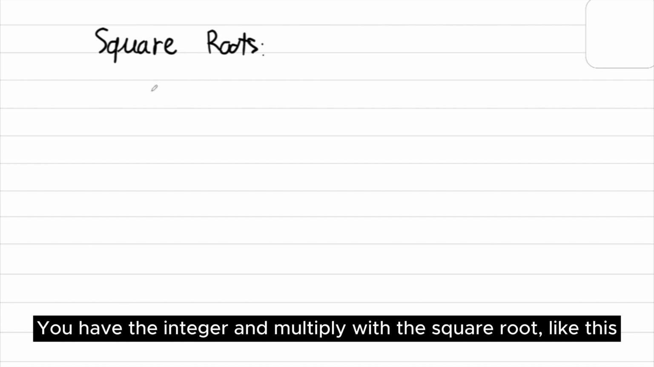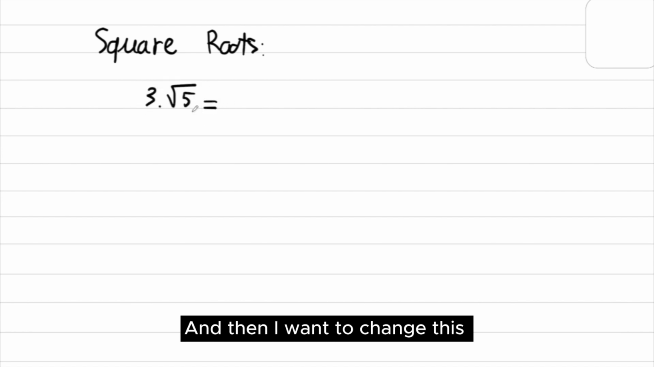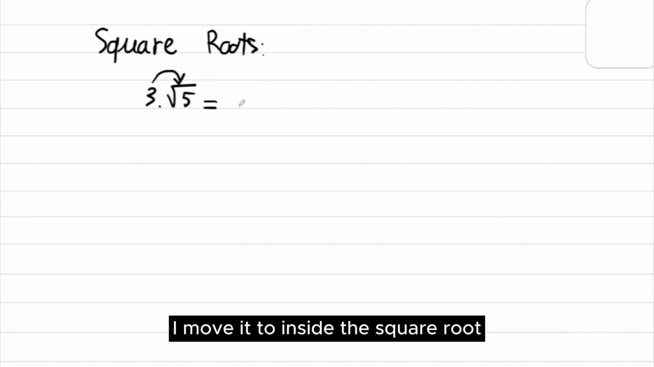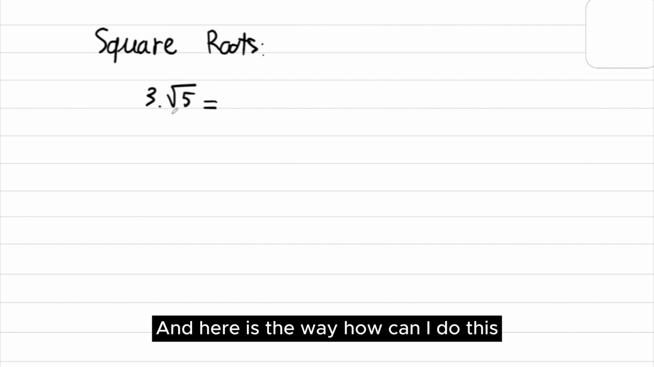You have an integer multiplied with the square root like this, and I want to change this to a single square root, so I will do it like this. And here is the way how I can do it. I will move the 3 from outside the bracket to inside the square root. And here is the way how I can do this.